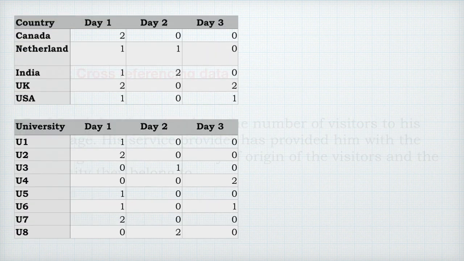university they belong to. So if I look at the data, I have 3 days: day one, day two, day three, and I know which country has generated how many hits on a given day. So, for example, Canada has generated 2 hits on day one, India has generated a single hit on day one, UK has generated 2 hits, and so on and so forth. And the same data is given in the form of universities. So on day one, University 1 has generated a single hit, University 8 has generated 0 hits, University 7 has generated 2 hits.